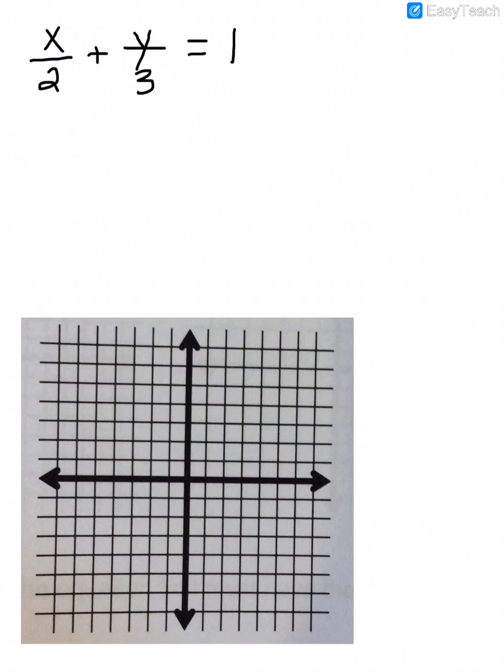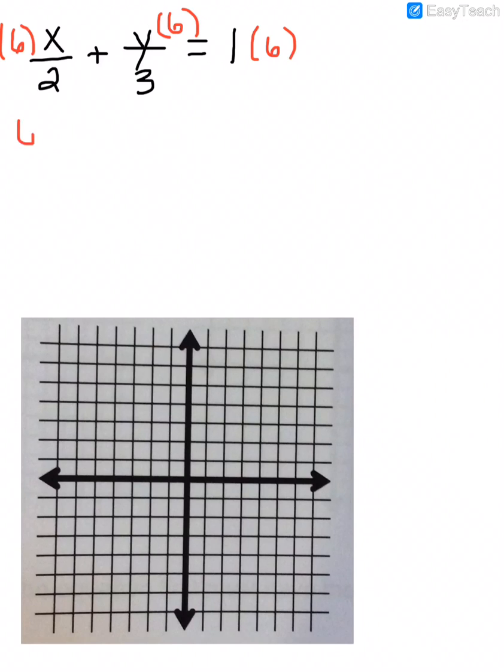In this last example, it's not in slope-intercept form, and it's not in standard form because it contains fractions. So to get it into slope-intercept form, let's first get rid of the fractions. And remember, the way that we get rid of fractions, if it's in an equation, is we multiply every term by the least common denominator. Well, the least common denominator here is 6. So I'm going to multiply every term times 6, even the term that's not a fraction.